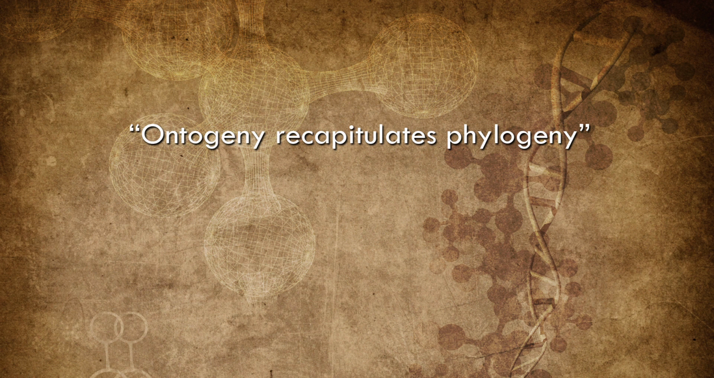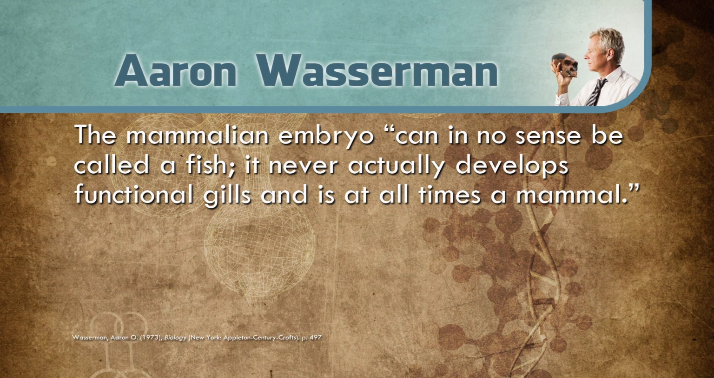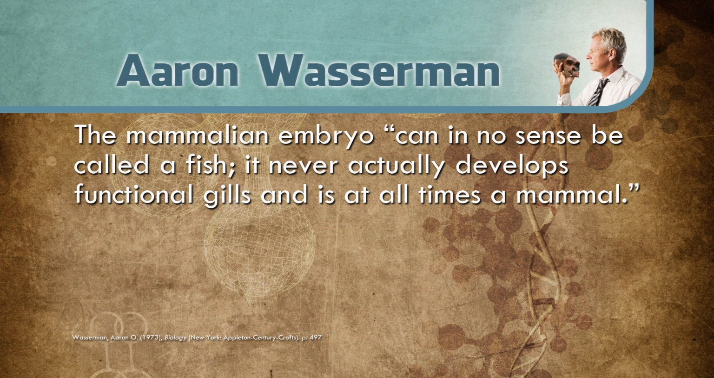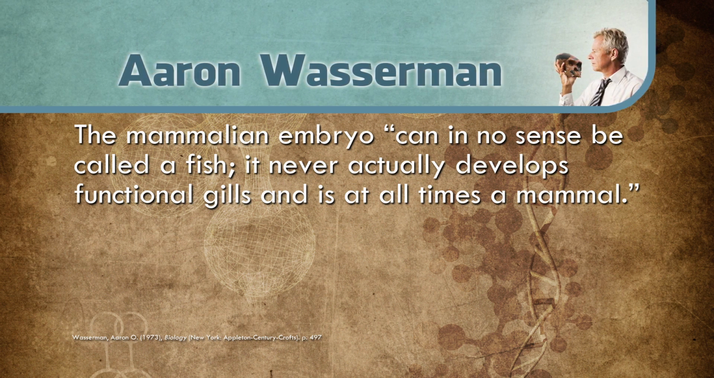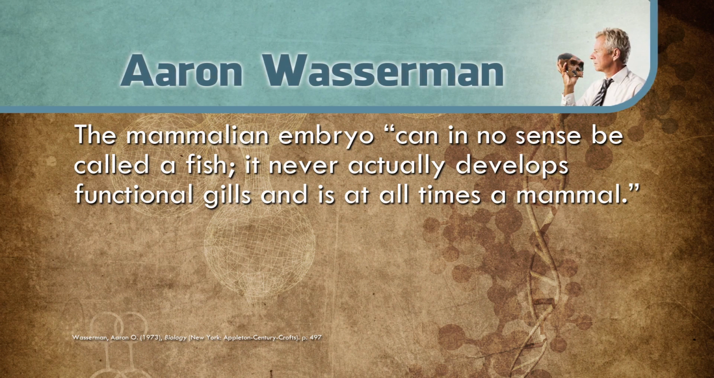The problem is that it was shown by scientists to be false decades ago. For instance, the alleged gill slits that Haeckel claimed proved humans evolved from fish were found to actually be just folds of flesh that later develop into different structures in the neck region. They never serve as breathing apparatus as gills do in fish. Aaron Wasserman, biologist of City University of New York, said the mammalian embryo can in no sense be called a fish. It never actually develops functional gills and is at all times a mammal.